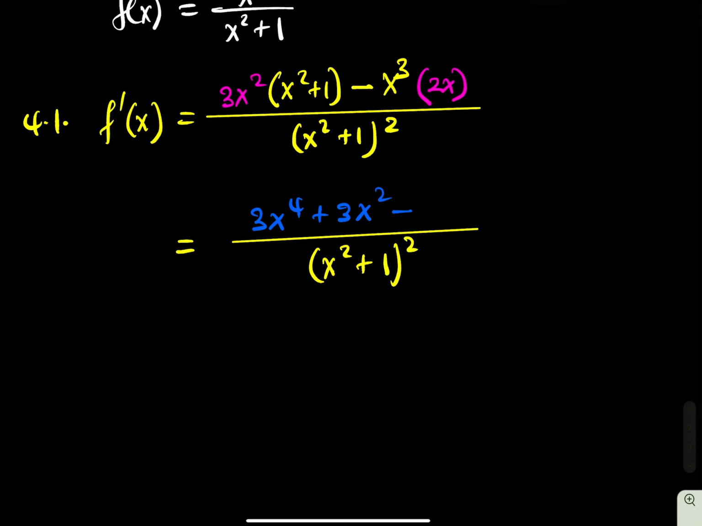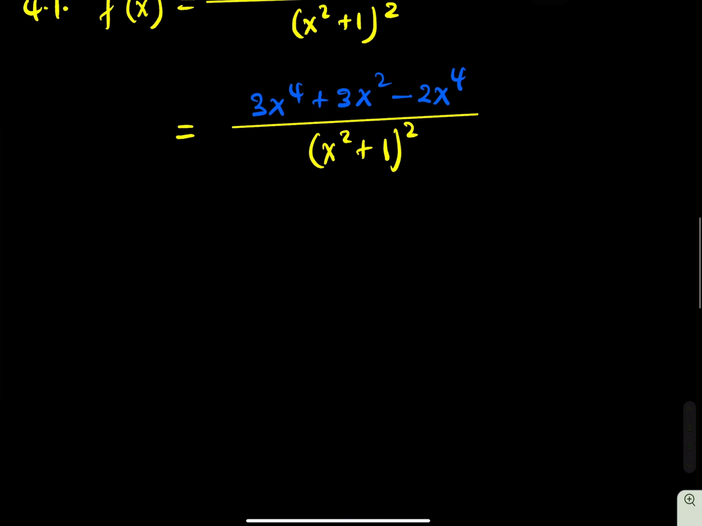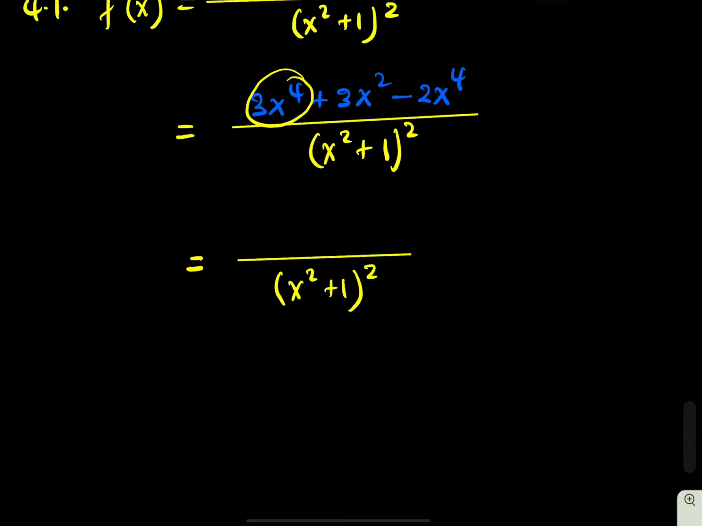this should be what now? This will be, I think, 2x to the power 4 as well. So you basically have some like terms there. Let's check, what are you going to get? Okay, let me just reduce this. We get x squared plus 1, that is squared. You can see that these terms are really the like terms.